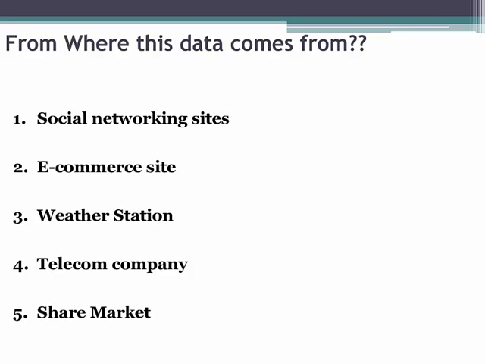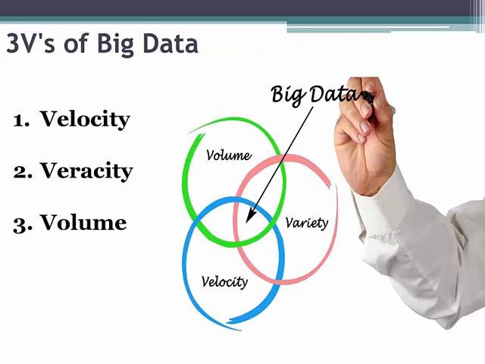Weather stations and satellites give very huge data which is stored and manipulated to forecast weather. Telecom giants like Airtel and Vodafone study user trends and accordingly publish their plans, and for this they store the data of their million users. Share market: stock exchanges across the world generate a huge amount of data through daily transactions.